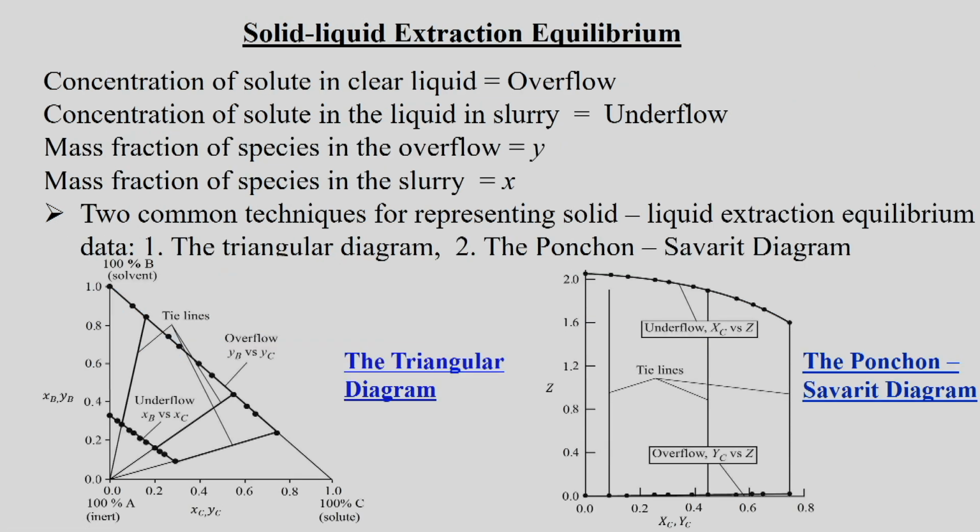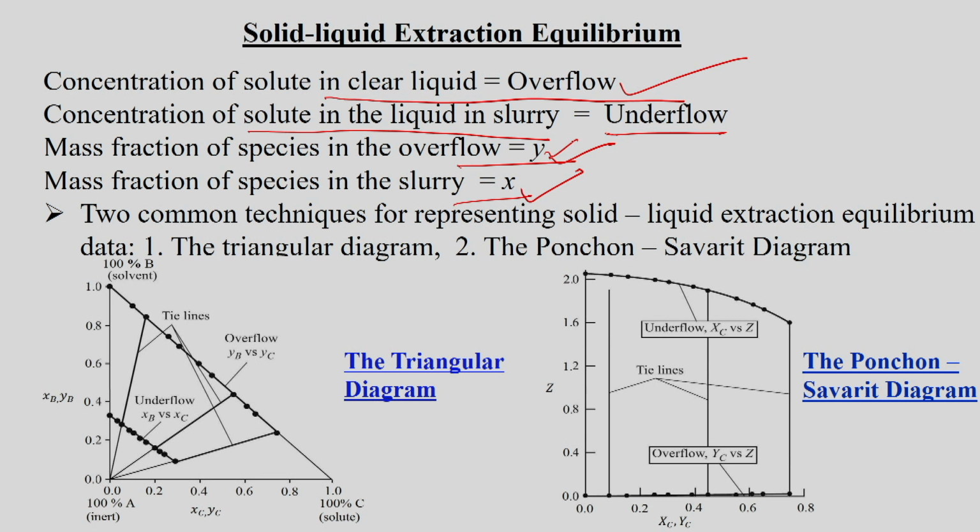Okay. The solid-liquid extraction equilibrium is equivalent to that of the liquid extraction equilibrium. Here we have the concentration of the solute in the clear liquid, that is the overflow, and the concentration of the solute in the liquid in the slurry, that is the underflow, where the carrier solvent is the inert solid. The mass fraction of the species in the overflow is y, and the mass fraction of the species in the slurry is x. We are more interested in the overflow.